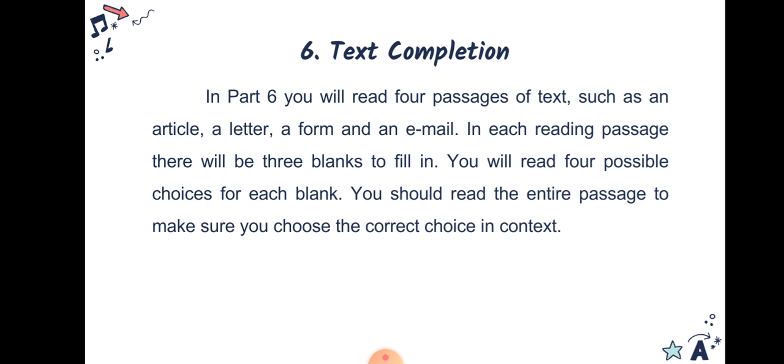Number 6. Text completion. In part 6, you will read 4 passages of text, such as an article, a letter, a form, and an email. In each reading passage, there will be 3 blanks to fill in. You will read 4 possible choices for each blank. You should read the entire passage to make sure you choose the correct choice in context.